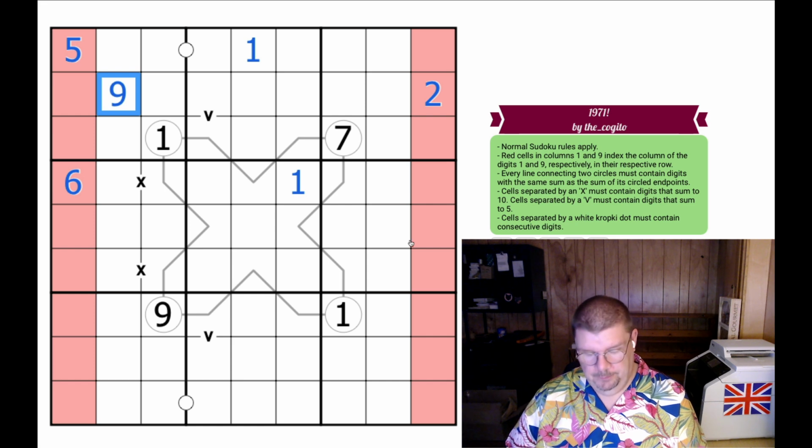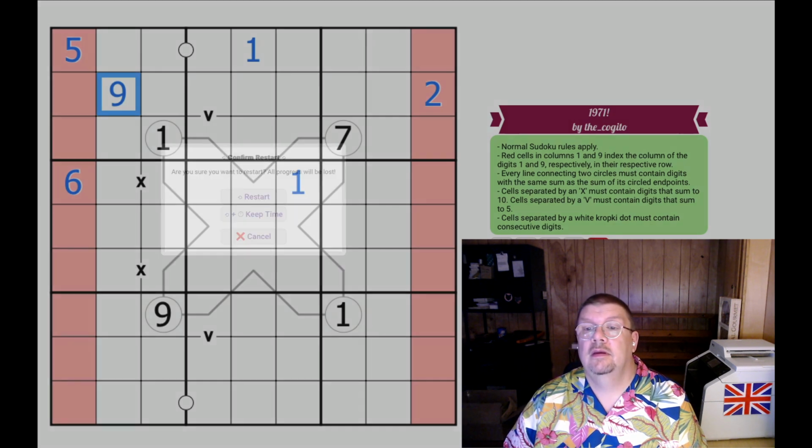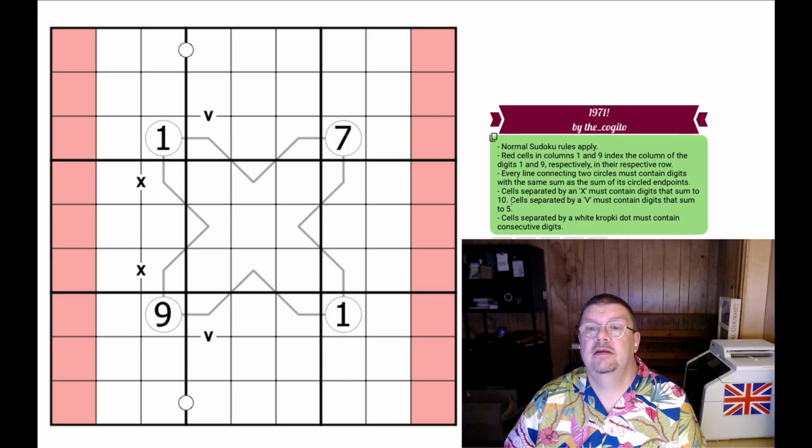Okay, let's clear that. Every line connecting two circles must contain digits with the same sum as the sum of its circled endpoints. So what that means is that these 3 digits along this line must sum to the sum of these 2 values in the circles.